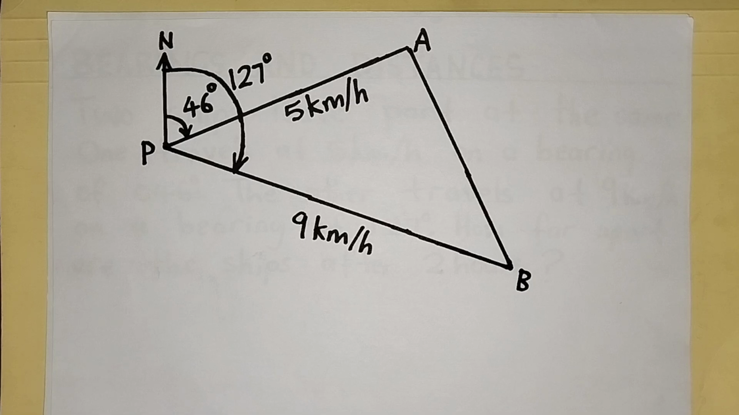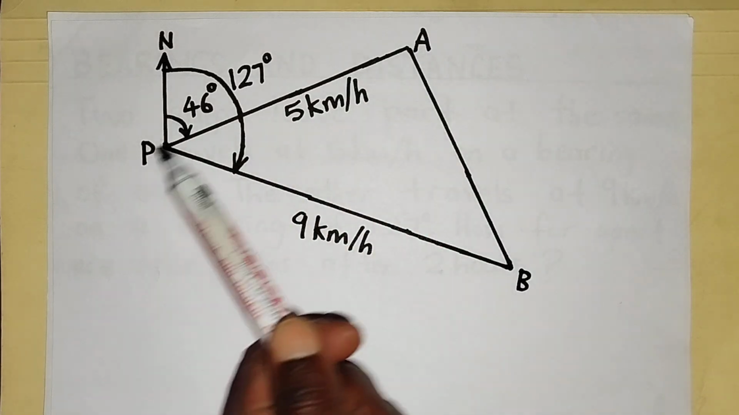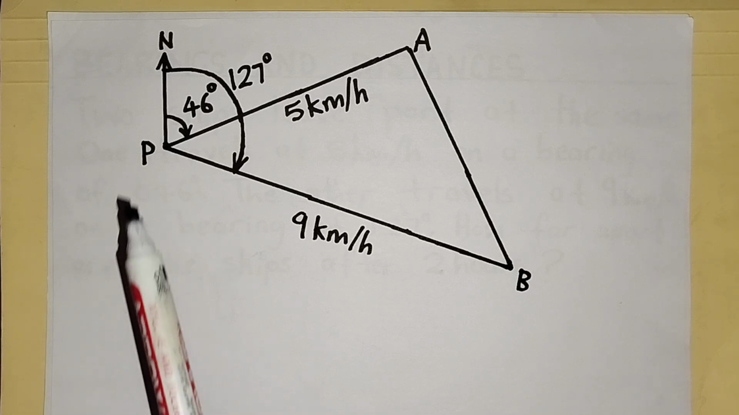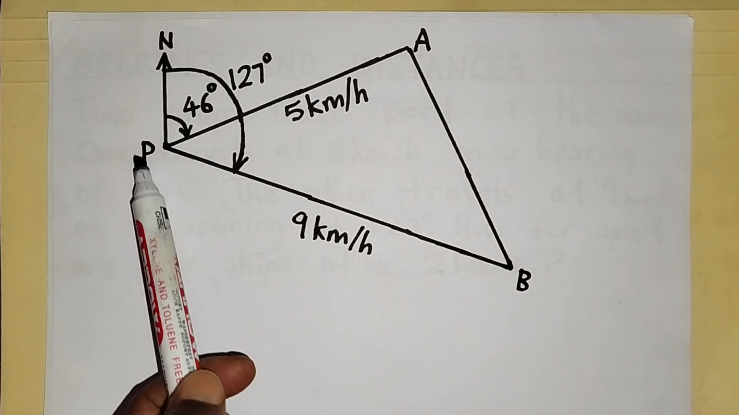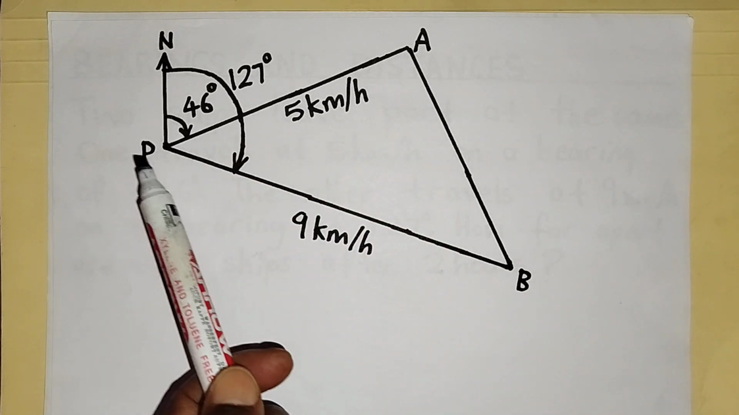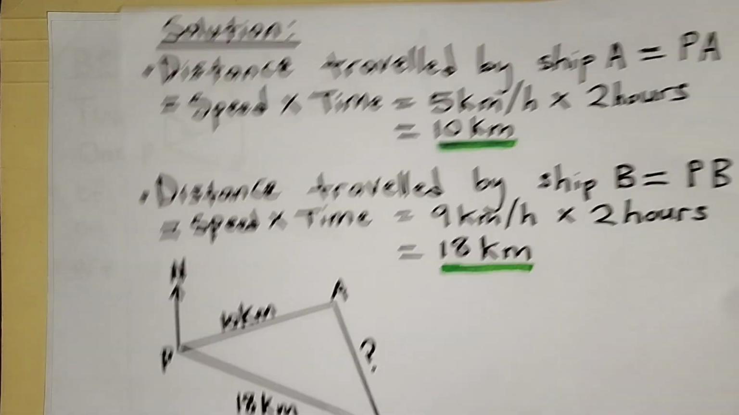So the distance of ship A after 2 hours, we shall call it PA. And the distance of ship B after 2 hours, we shall call it PB. So we want first of all to find PA and PB. Okay, let's go on.